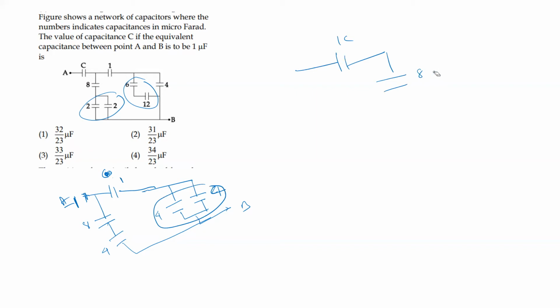Of course, don't write C, since they did not give it. So next, now here 8 and 4 is the series combination. So 8 into 4 by 12, that is 8 by 3. Like this. This is what?